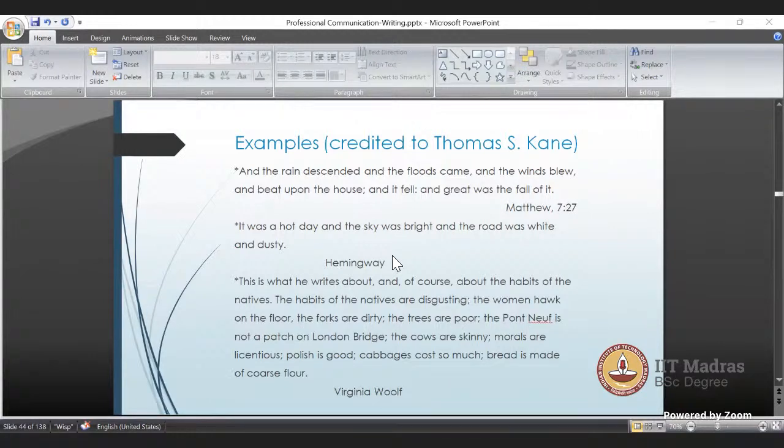Now the last one. This is what she writes about the habits of the natives. The habits of the natives are disgusting; the women hop on the floor; the forks are dirty; the trees are poor; the Pont Neuf is not a patch on London Bridge; the cows are skinny; morals are licentious; polish is good; cabbages cost so much; bread is made of coarse flour. Okay, multiple things related or unrelated to each other.